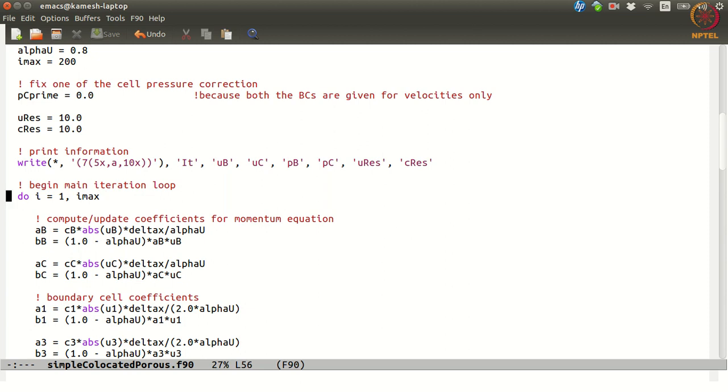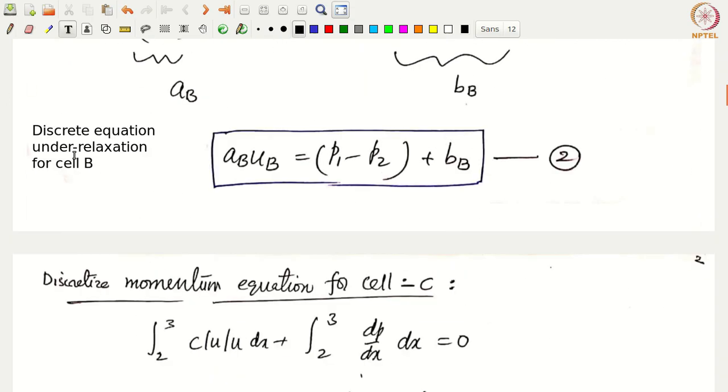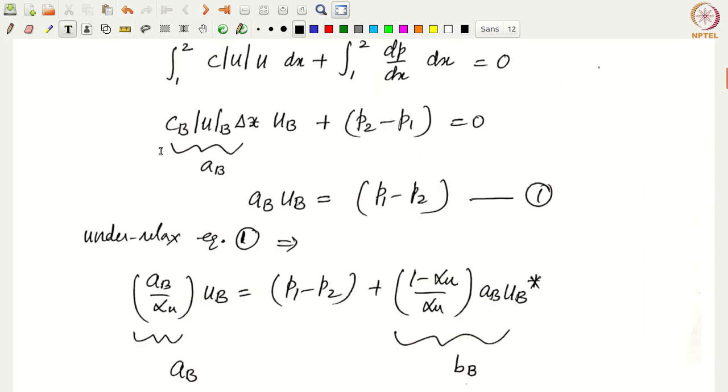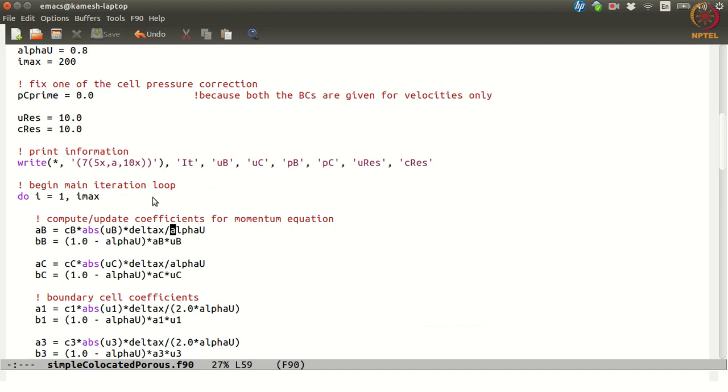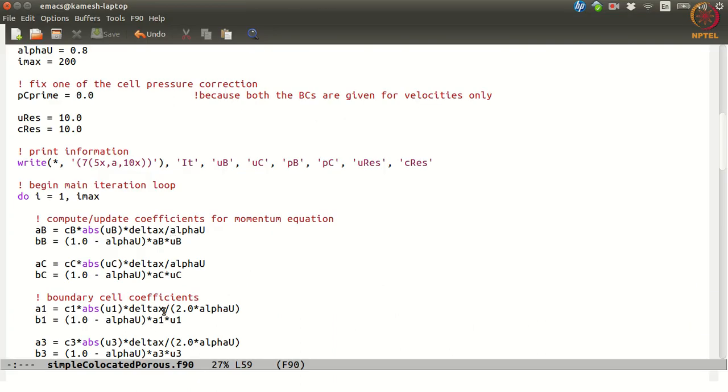So this is the main iteration loop. Do I equals 1 to I max. This is like your for loop. Then compute and update coefficients for the momentum equation. So what is your AB? AB equals CB mod UB delta X divided by alpha U. Do you remember this? AB is CB mod UB delta X divided by alpha U. So that's your AB.